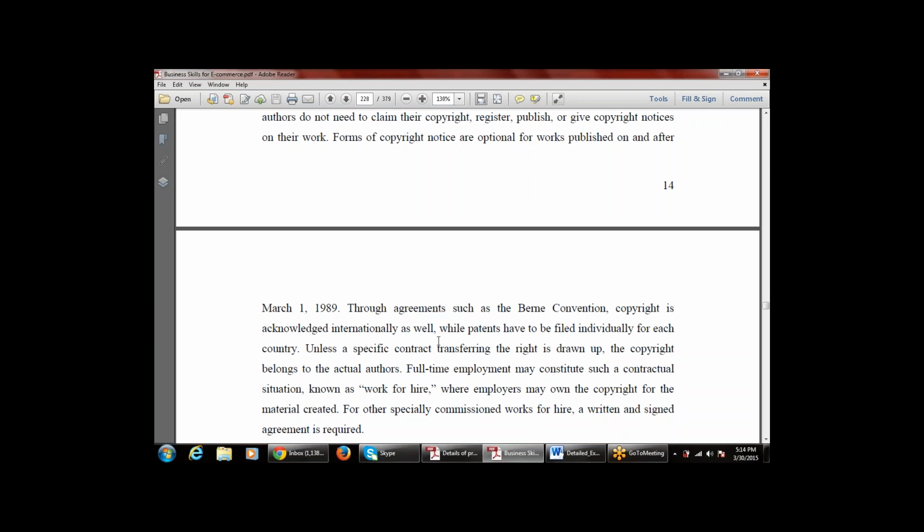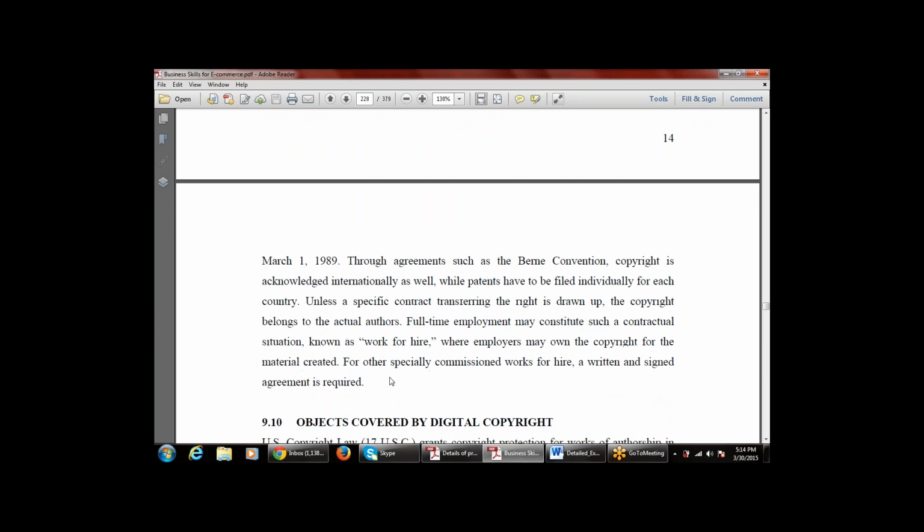Unless a specific contract transferring the right is drawn up, the copyright belongs to the actual author. Full-time employment may constitute contractual situations such as work for hire, where employees may own the ownership for the material created. So if there is a contractual term, that is a work for hire, where persons are recruited based on the work, employees may own the copyright only for the material created.